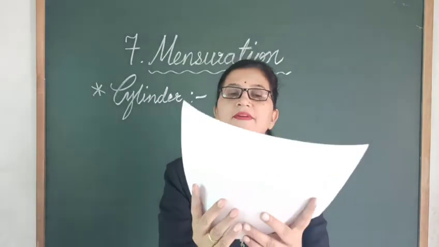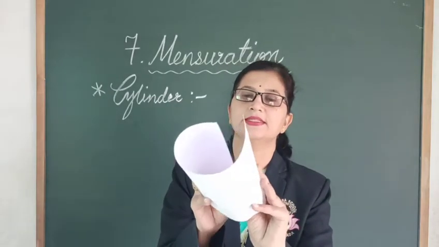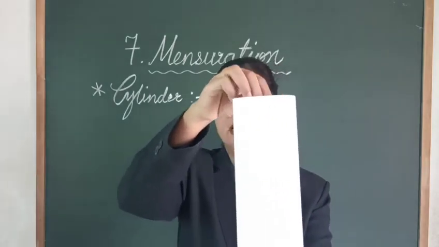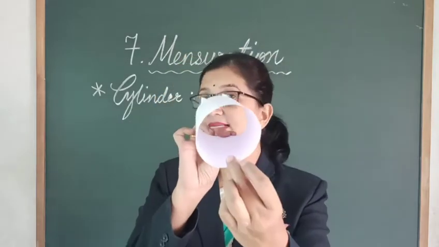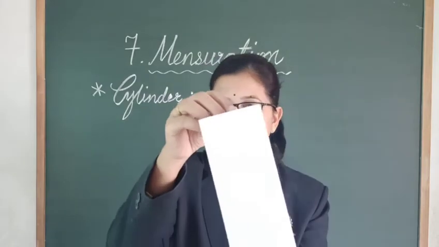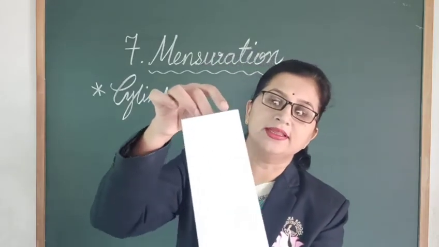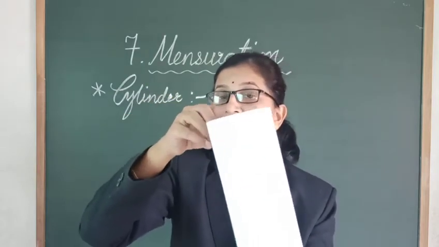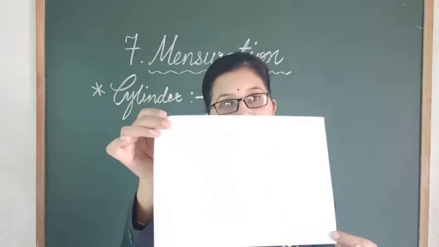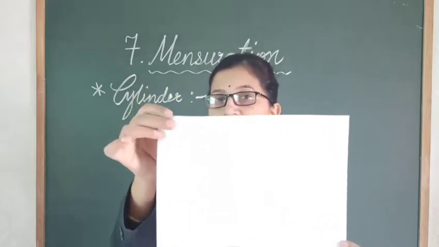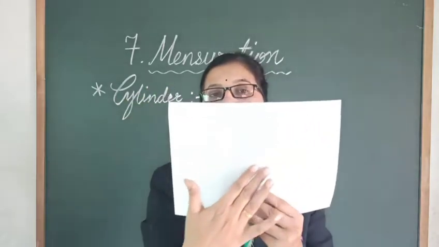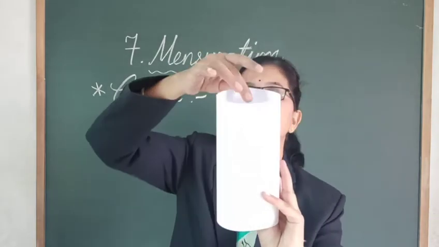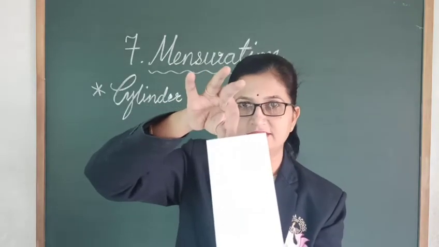Now if I fold this page like this, what do we get here? We got a cylinder, right? Now here, this is the curved surface area of the cylinder, which is nothing but the area of this rectangle, right? So whatever is the area of this rectangle is the curved surface area of the cylinder, right?